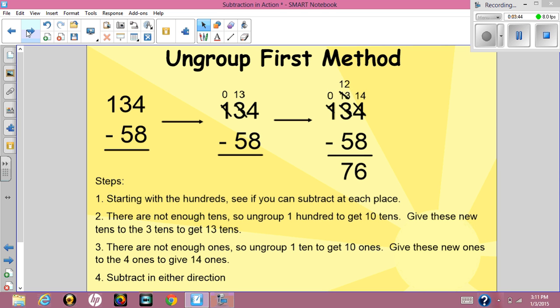Now there are not enough ones. We cannot subtract 8 from 4. So we ungroup one of the tens to get us 10 ones. We give these new 10 ones to the 4 ones, so that gives us 14 ones. Then we are ready to subtract. And what's wonderful about this is we can subtract in either direction. It's all ready to go. So 14 subtract 8 is 6, 12 subtract 5 is 7.